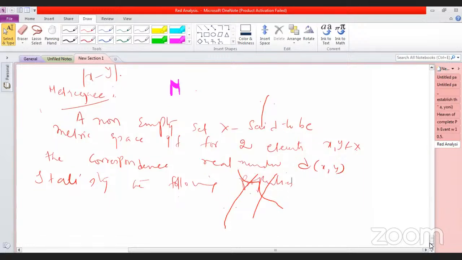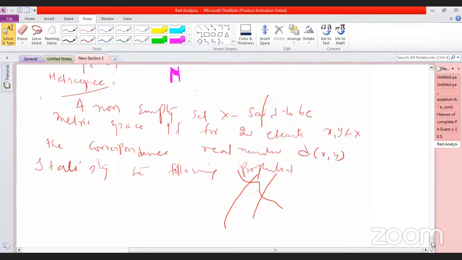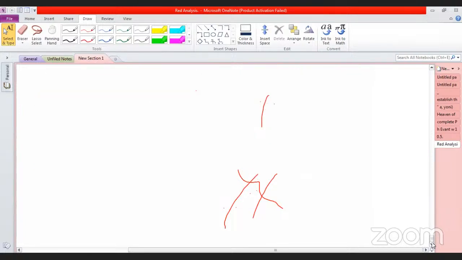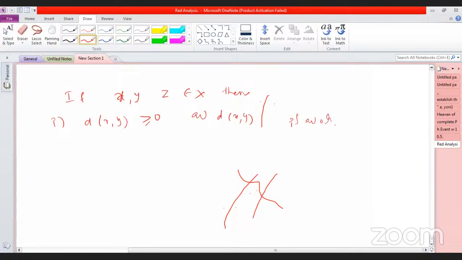All of you understanding? Yes, sir. If x, y, z belong to X, then these are the conditions. I am writing x, y, z belongs to X. The first condition is D of x comma y greater than or equal to 0, and D of x comma y equals 0 if and only if x is equal to y.